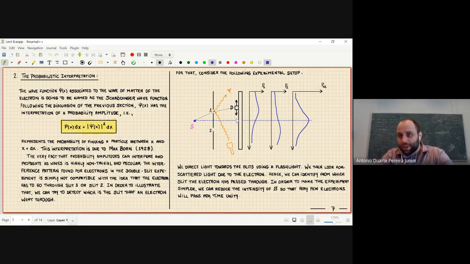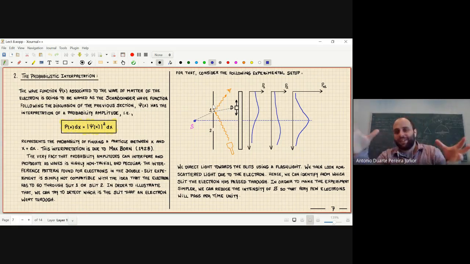But the problem is that when you reduce the energy that the photons are carrying, you're going to have such small energies that the corresponding wavelengths of the photons will not be detectable by any detectors that we know. So if you reduce the energy of the photons too much, then you cannot tell from which slit the electrons came from.